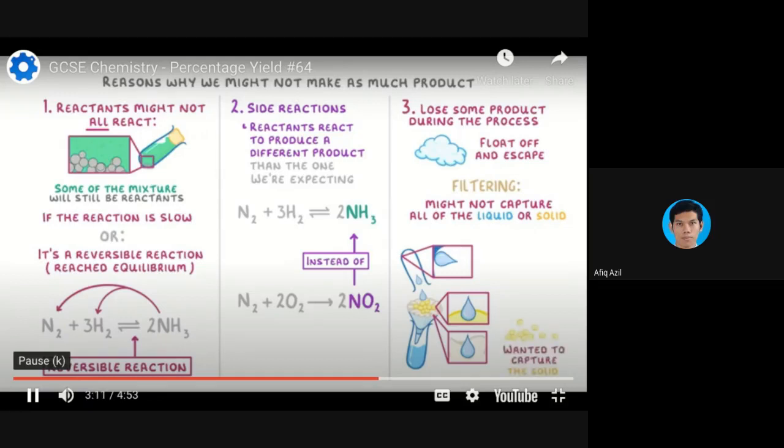Similarly, if we wanted to capture the solid, we'd also struggle because we'd probably end up leaving some behind when we try to scrape it off the filter paper at the end.